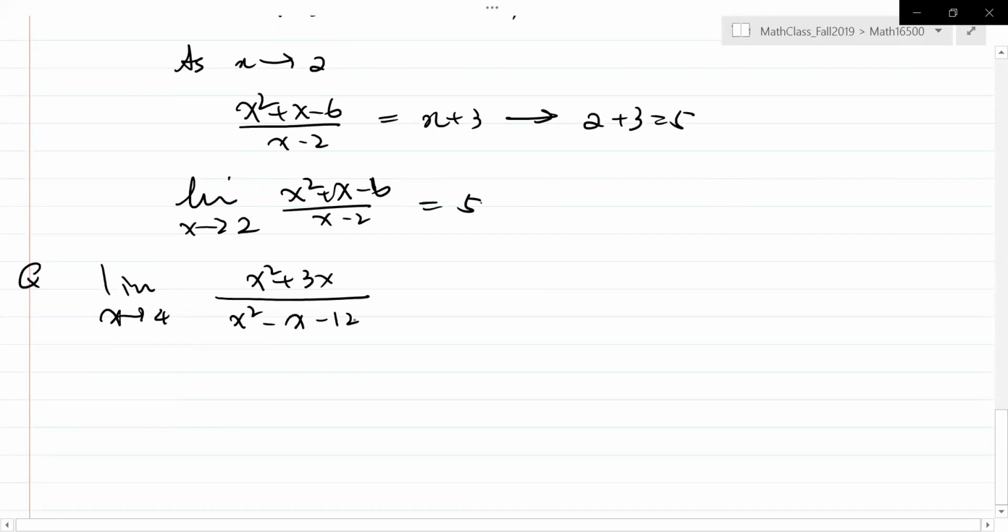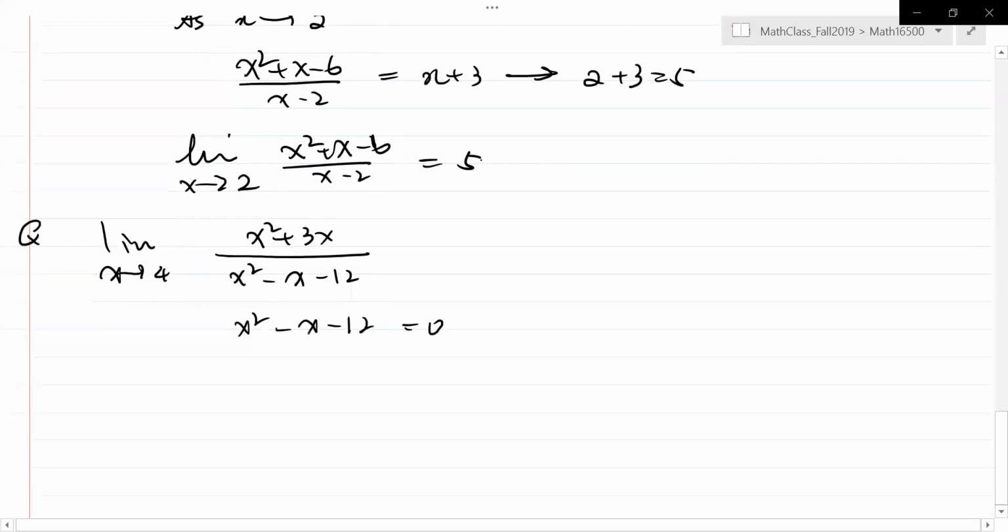Let's find the limit of x squared plus 3x divided by x squared minus x minus 12, as x approaches 4. So first of all, let's check whether the denominator is going to be 0 when x equals 4. You solve x squared minus x minus 12 equals 0. You factor it, you get x minus 4 times x plus 3. So there are two solutions: x equals 4, x equals negative 3.